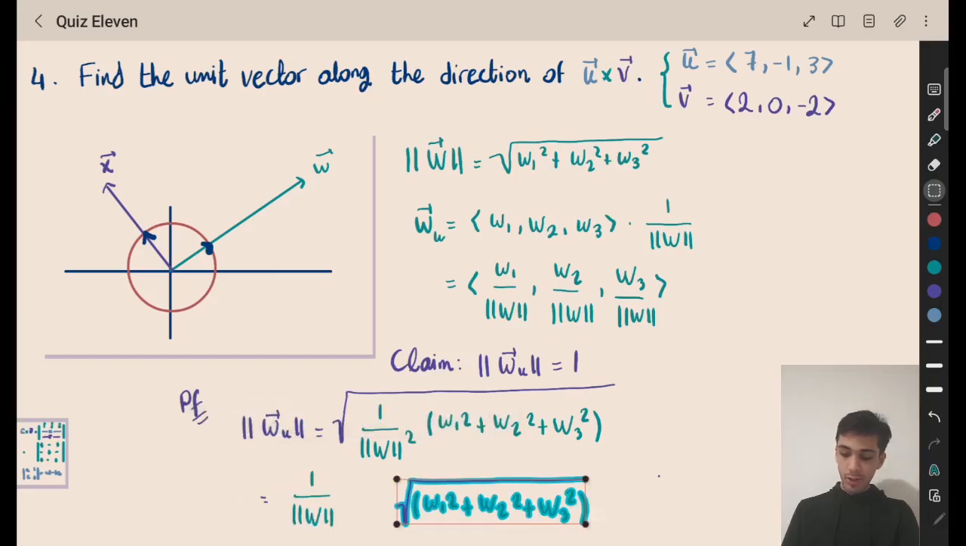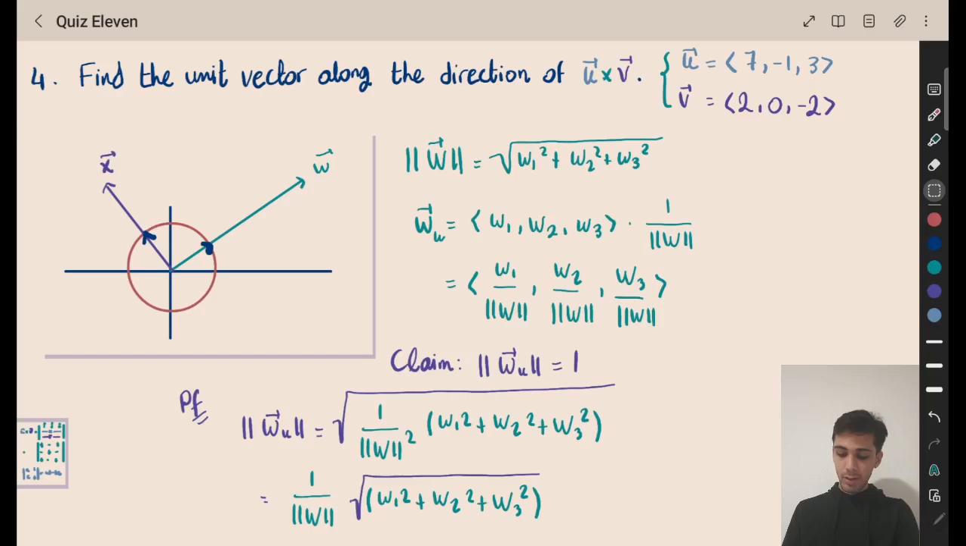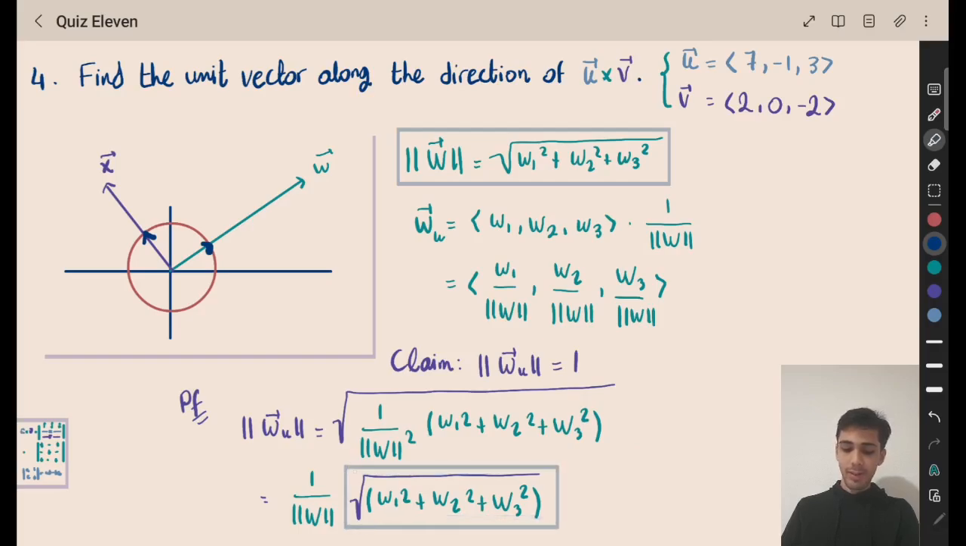And now it's really the moment of truth. Really it is. Because this is the norm of W, and this is the norm of W. You see, so this is so amazing. I'm so happy right now. Aren't you?